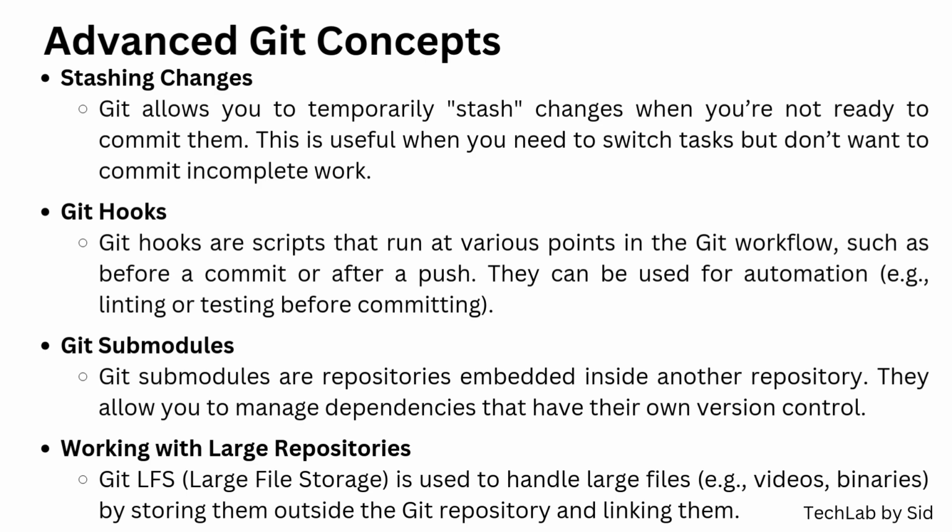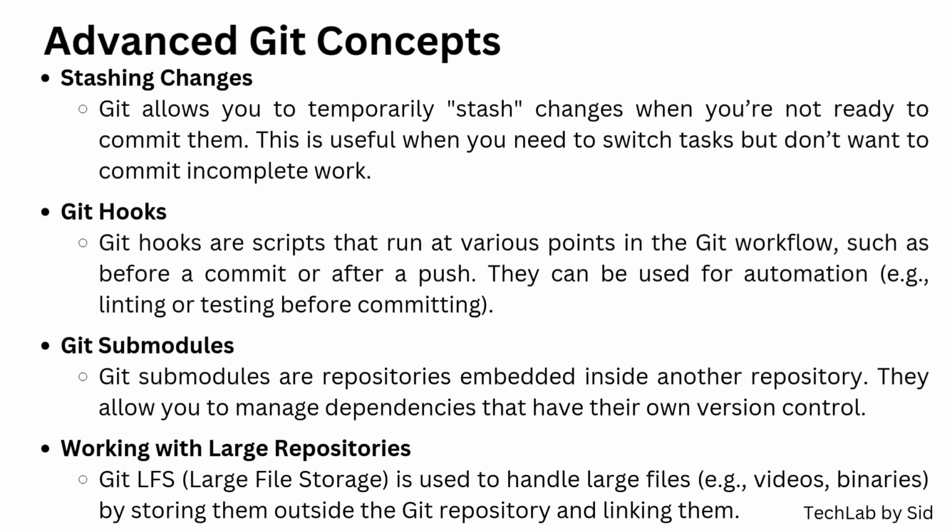Git hooks. Git hooks are scripts that run at various points in the Git workflow, such as before committing or after pushing changes. They automate tasks like running tests, checking code style, or other custom processes to ensure code quality before committing changes. Git submodules.